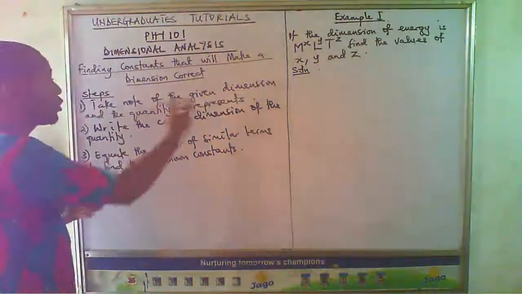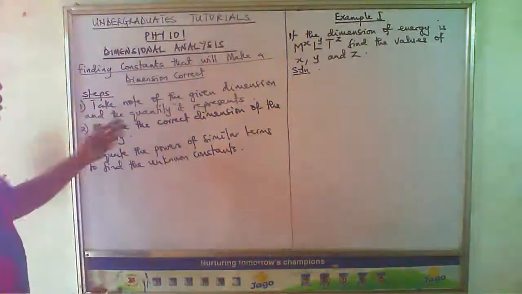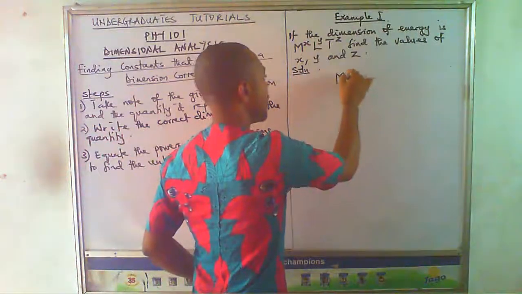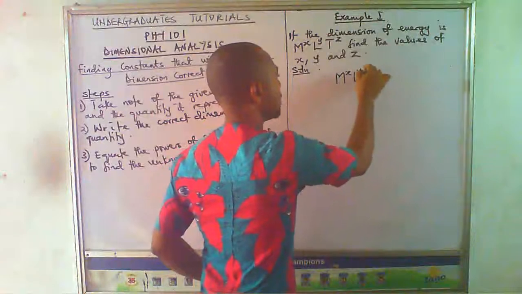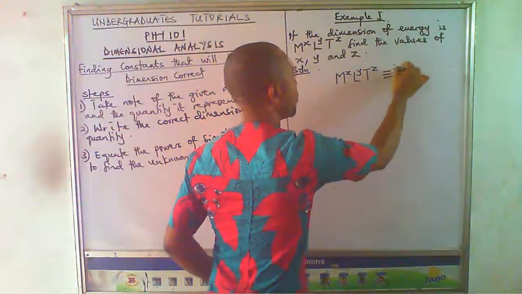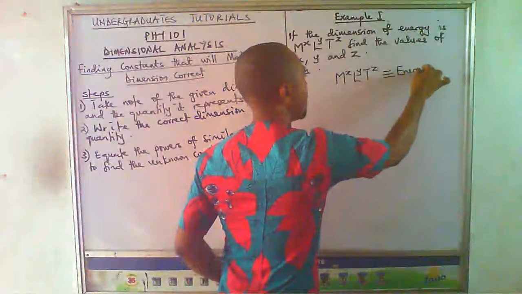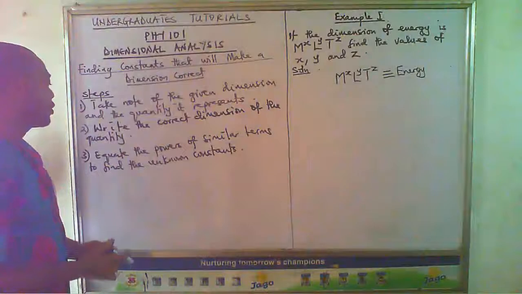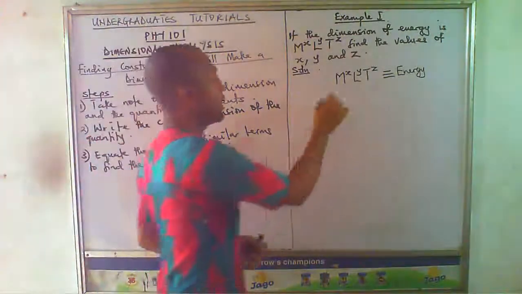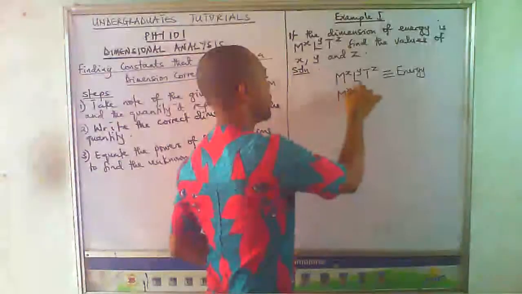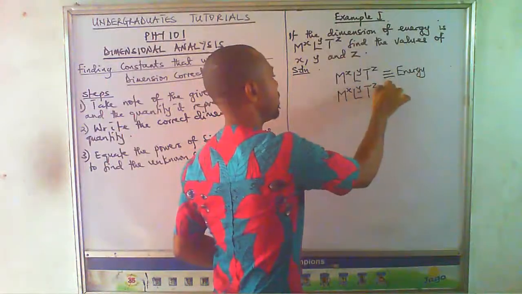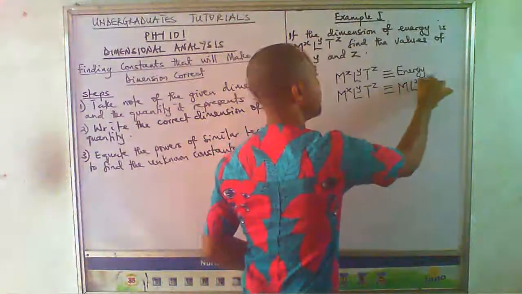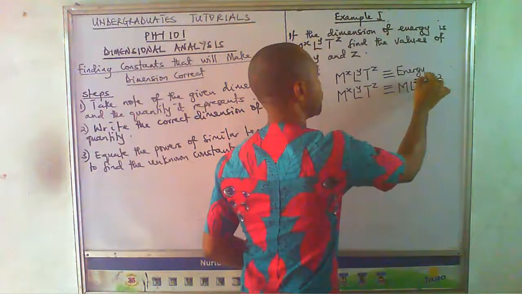Following these steps, take note of the given dimension and the quantity it represents. Let's take note of this dimension, M to the power x, L to the power y, and T to the power z. And we are told that it represents what? Energy. Okay? We now say write the correct dimension of the quantity. What's the correct dimension of energy? Energy is M L squared T raised to the power minus 2.